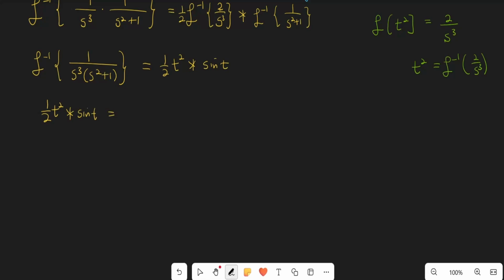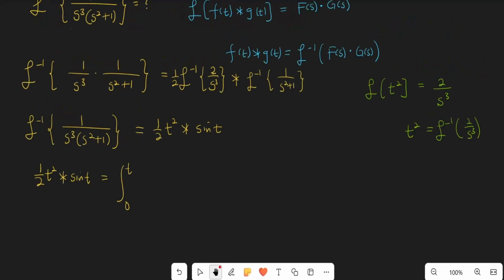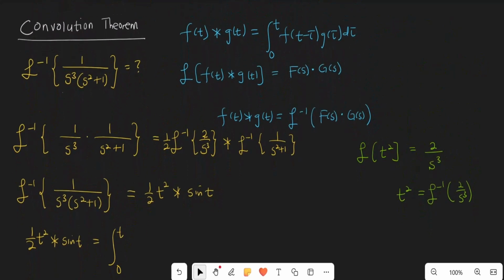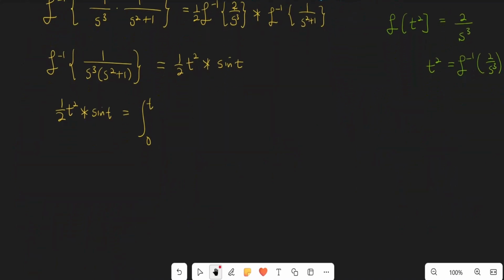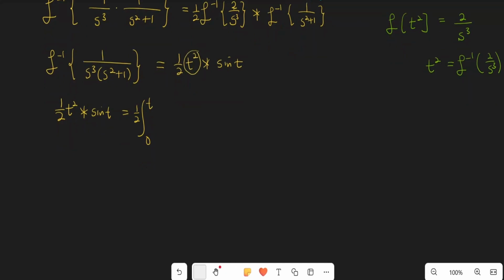What is that? That is an integral, right? So it's going to be the integral from 0 to t. Right, if we can go back to the definition of the convolution, multiplied by f of t minus tau. What is f in this case? So our function f here is t squared. So this 1/2 is a constant. I'm going to bring it out in front here. Why not? And then f is the t squared, and then g is the sine of t.